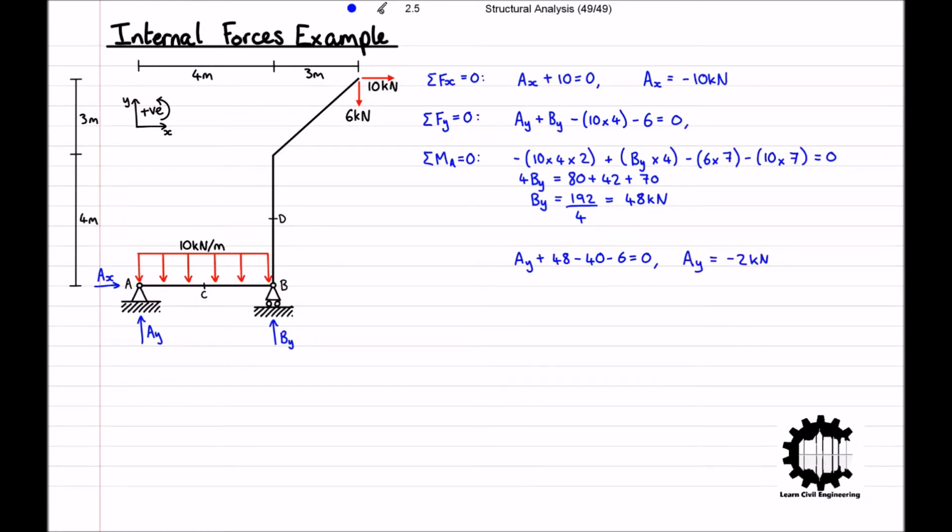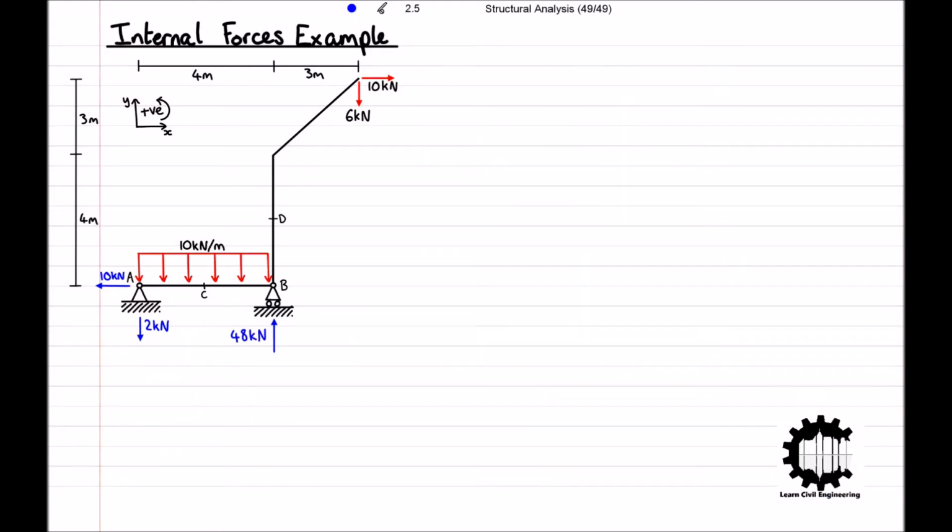Having calculated the reaction forces, we will add them to the diagram. And doing so, at point A there is a horizontal reaction force of 10 kilonewtons acting in the left direction, and a vertical reaction force of 2 kilonewtons acting downwards. And then, at point B, there is a vertical reaction force of 48 kilonewtons acting in the upwards direction. Having calculated the reaction forces at the supports, we can now calculate the internal forces at points C and D.